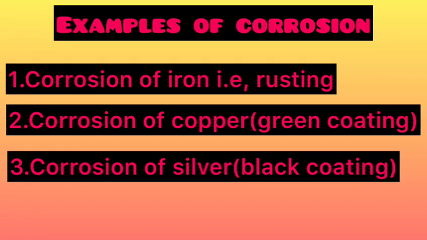Copper objects lose their luster or shine after some time. The surface of these objects acquire a green coating of basic copper carbonate when exposed to air. And the third example is corrosion of silver, and that forms a black coating on it. The surface of silver metals get tarnished on exposure of air. This is due to the formation of coating of black silver sulfide on its surface by the action of hydrogen sulfide gas present in the air.